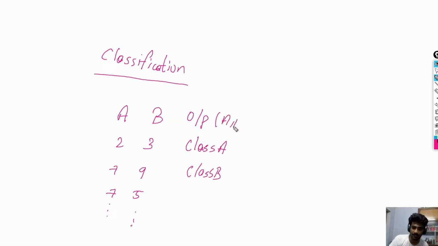And there are only two classes, A and B. I mean, two different classes, A and B. So again, this belongs to class A, and so on. So here, when you try to observe this data, this is completely classification data.